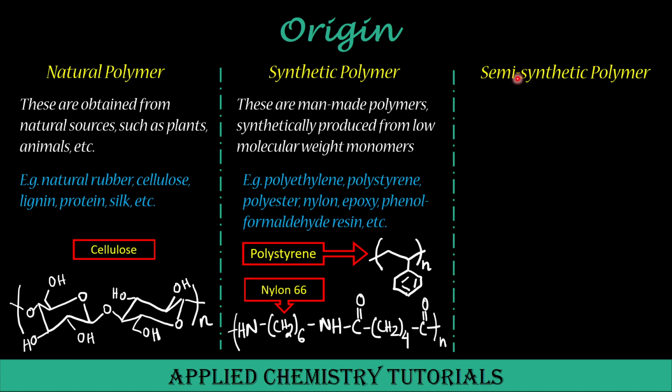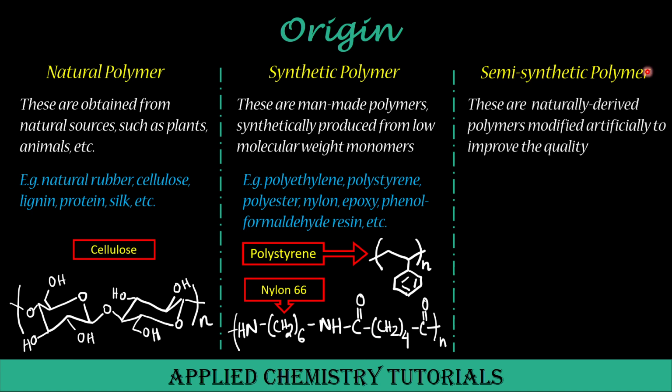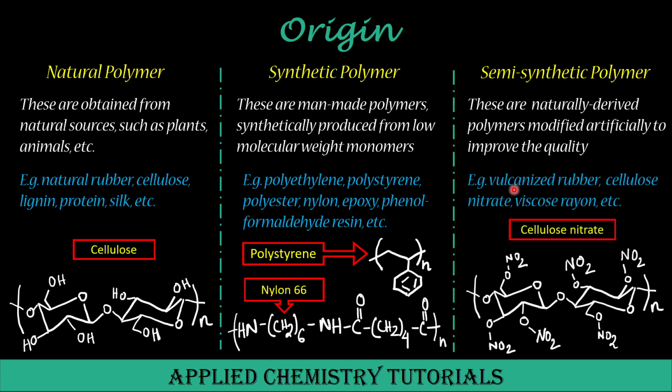Then the next category is semi-synthetic polymer. These are naturally derived polymers then modified artificially to improve the quality of the product. Examples are vulcanized rubber, cellulose nitrate, viscose rayon, etc. Cellulose undergoes nitration to produce cellulose nitrate using the mixture of sulfuric acid and nitric acid.